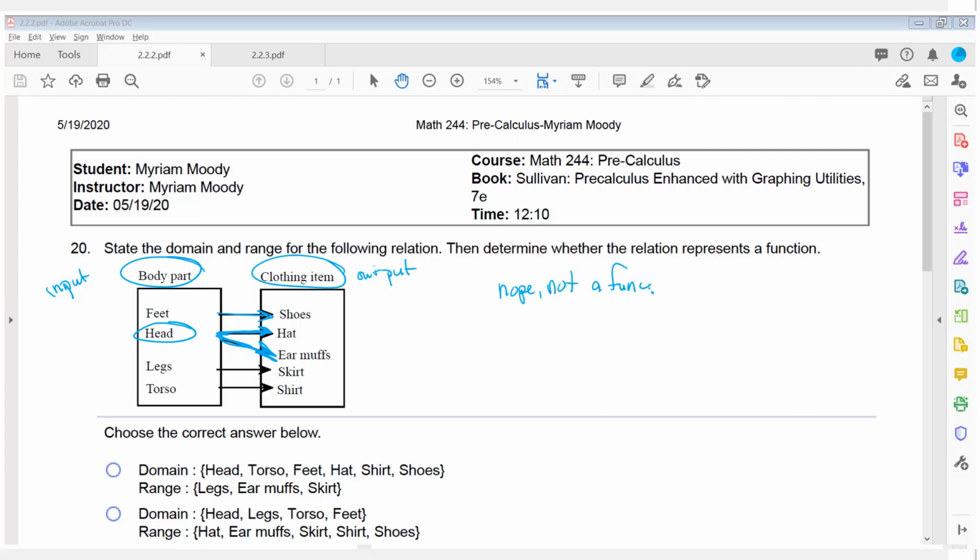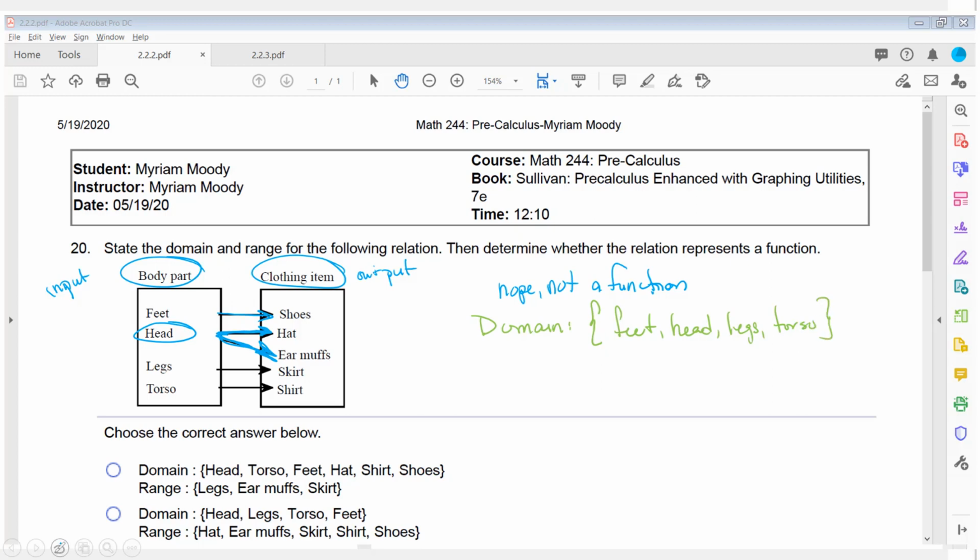Okay, now let's look at domain and let's look at range. And by the way, I really don't care to check any further on my inputs to see if they go to one output. If it fails at one point, so to speak, it just fails. I don't really care about checking the rest of them. Okay, so the domain refers to the input, correct? And the input are the body parts, yes? But you have to list them, and you're writing them in set notation. So we have feet, we have head, we have legs, and we have torso.